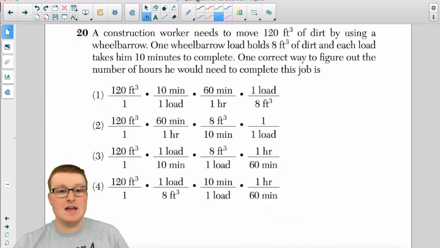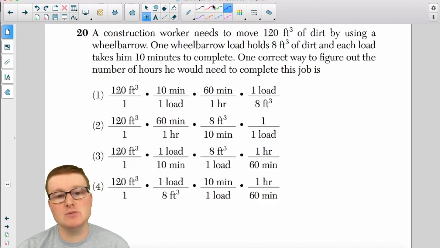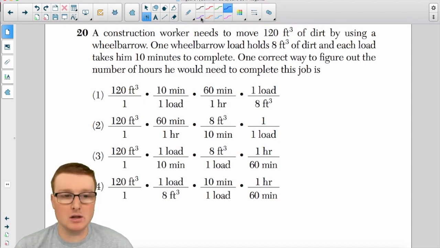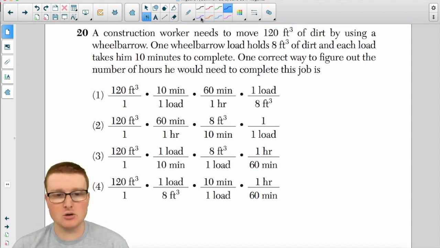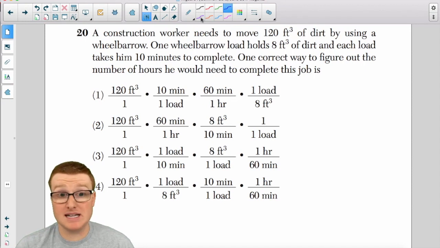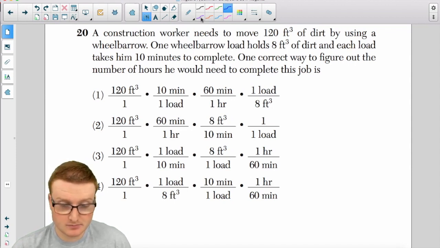For 20, a construction worker needs to move 120 cubic feet of dirt by using a wheelbarrow. One wheelbarrow load holds 8 feet cubed of dirt, and each load takes him 10 minutes to complete. One correct way to figure out the number of hours he would need to complete his job is what?